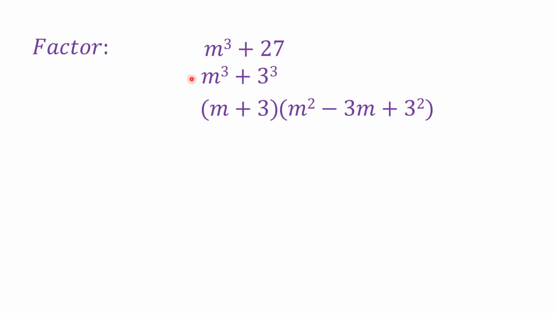Let me show you some examples on how to use that. For example, if you want to factor m cubed plus 27, this is a sum of two cubes because m has a cube and 27 can be written as the cube of 3. So let's factor this. We're going to have m plus 3. And then the second factor will be the square of the first term, which is m, minus the product of the two terms, 3 times m, plus the square of the second term, which is 3. The square of 3 is 9, so it will be here. So the factored form of m cubed plus 27 is m plus 3 times m squared minus 3m plus 9.